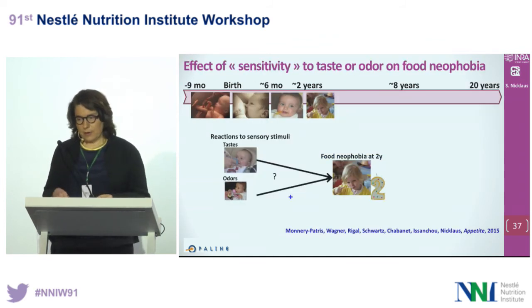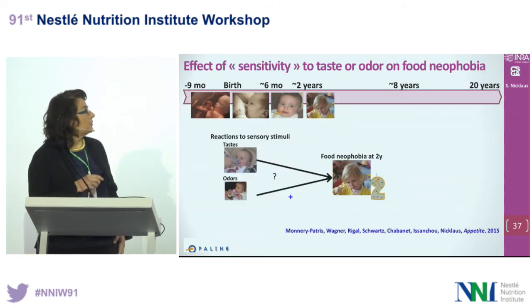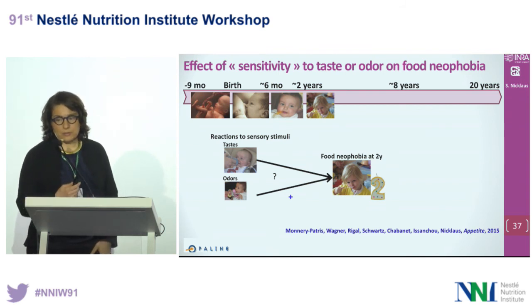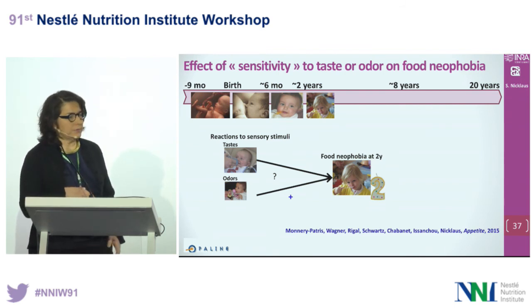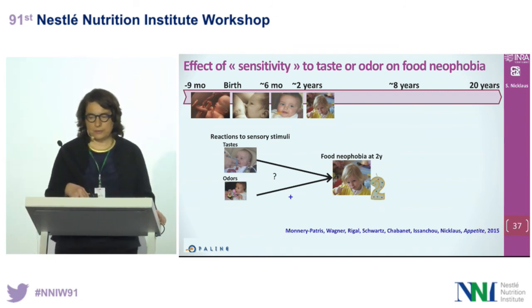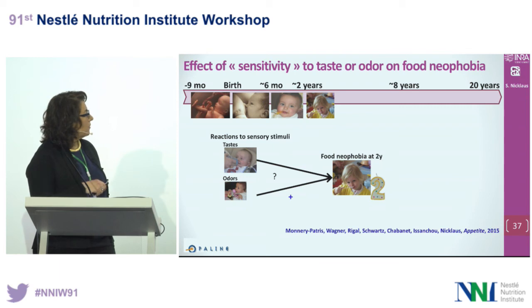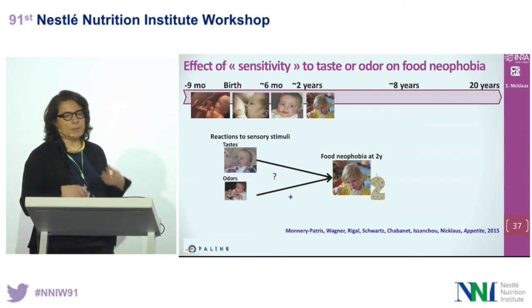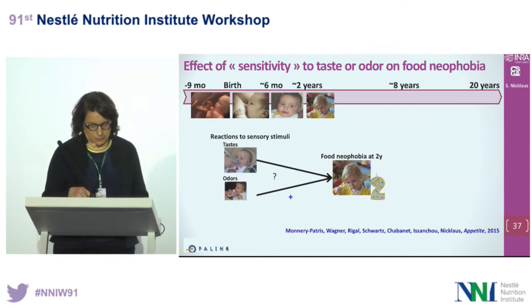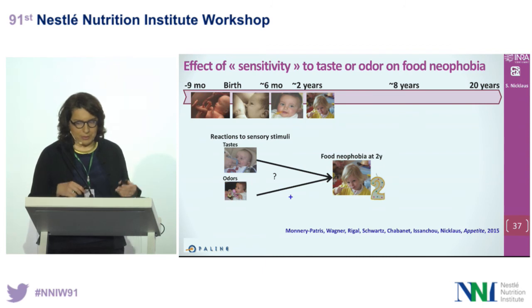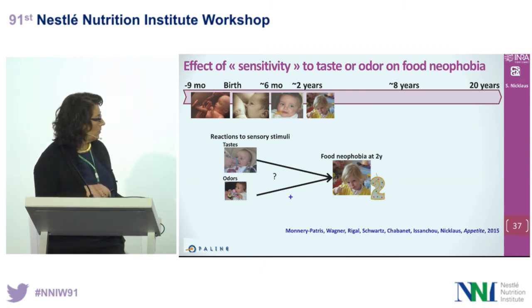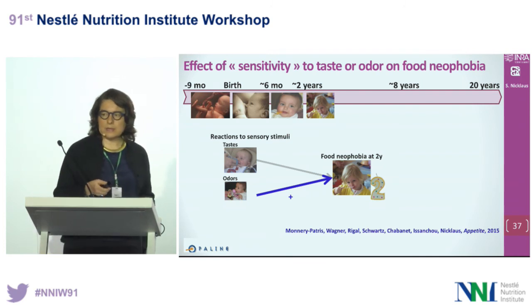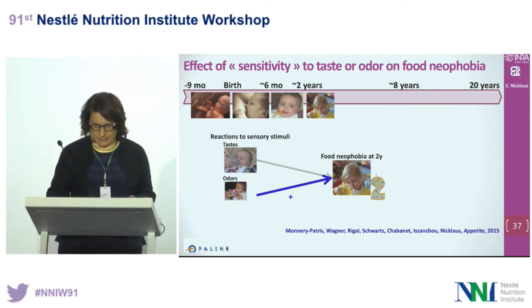To go a bit further, we were wondering about the effect of the sensitivity to taste and odors on food neophobia in children, really characterized as a rejection of a variety of foods. We wondered whether reaction to taste or reaction to odors would predict manifestations of food neophobia in children at 2. And so we looked at our data, still in our Opaline cohort, and in fact we found that reaction to odors was significantly associated with food neophobia, but not reactions to taste.